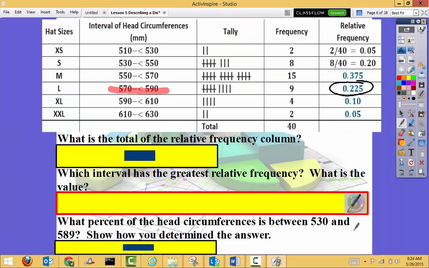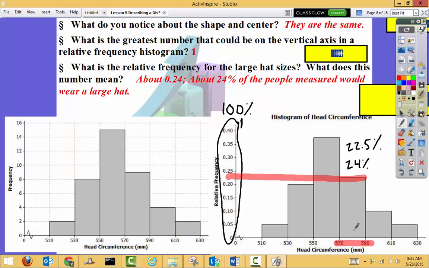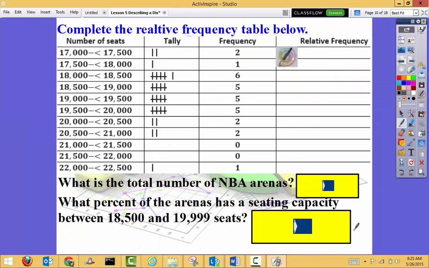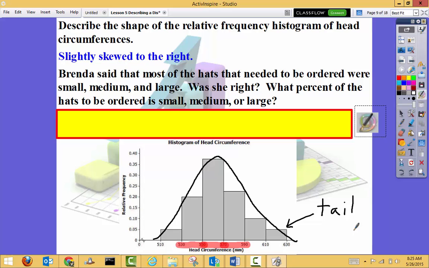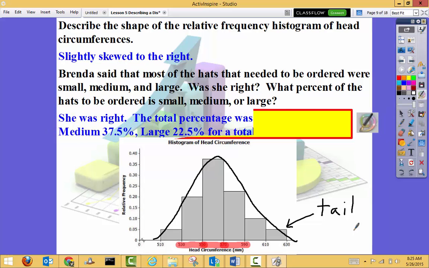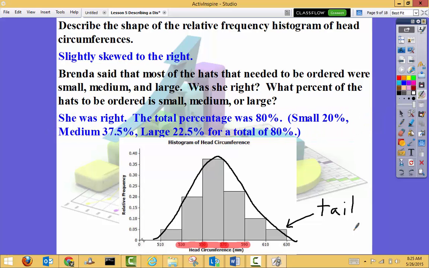Well, I'm going to look right here. Are those the values I'm going to look at? No, they're not. These are the values I need to look at: my small value, my medium value, and my large value. So what I do is I add all of those percents up, and it's going to give me that value. So it's that total of 80%.